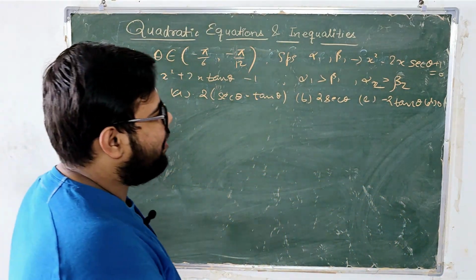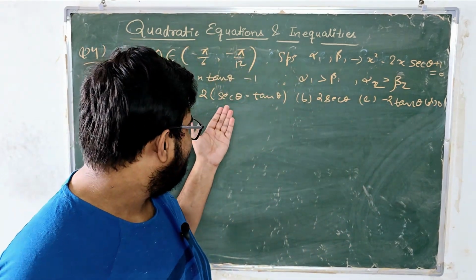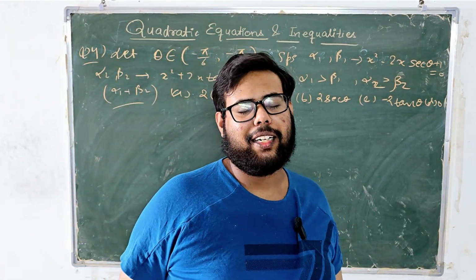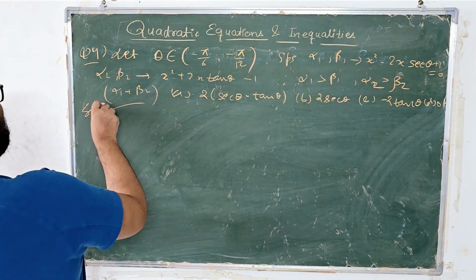Now many people think that 0 seems to be the odd option out of the 4. So many people take 0 as the answer, but that is not correct. Okay. So now let's see the solution.